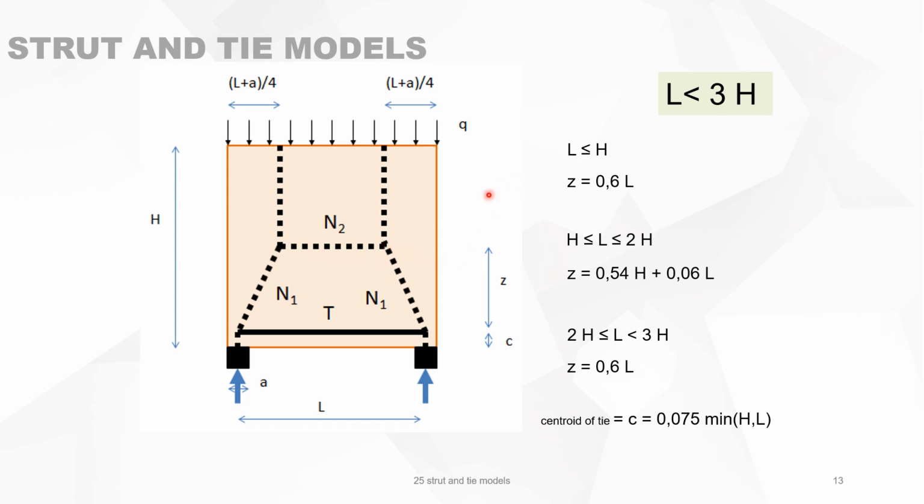by experiment we see that depending on the proportion length divided by the height of the deep beam, Z equals 0.6 L, or for other intermediate values, it's a combination of H and L. In practice, we use Z equal to 0.6 L. The center width of the tie is situated at 0.075 times the minimum value of H and L.